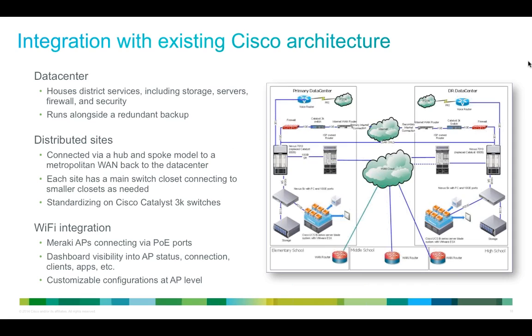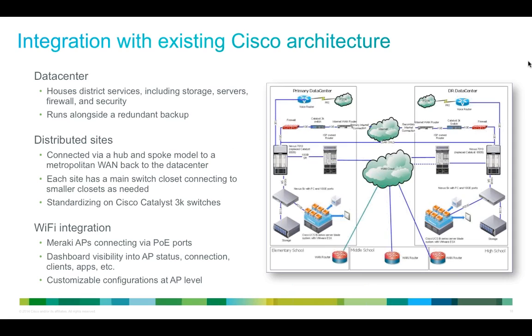Oakland USD also had an existing Cisco architecture, and you can see a little bit of that in the diagram on the right. I'd just like to point out a few things and how they integrated the Meraki Wi-Fi solution that we've been talking about into that architecture. They do have a data center, and that houses district services, servers, security tools, storage, and so on. They have a redundant backup for that, which of course is supporting this very large district. As you see in there, we can see some Catalyst switches, some Nexus switches, a WAN router, and you can see similar devices in the redundant data center on the right side.